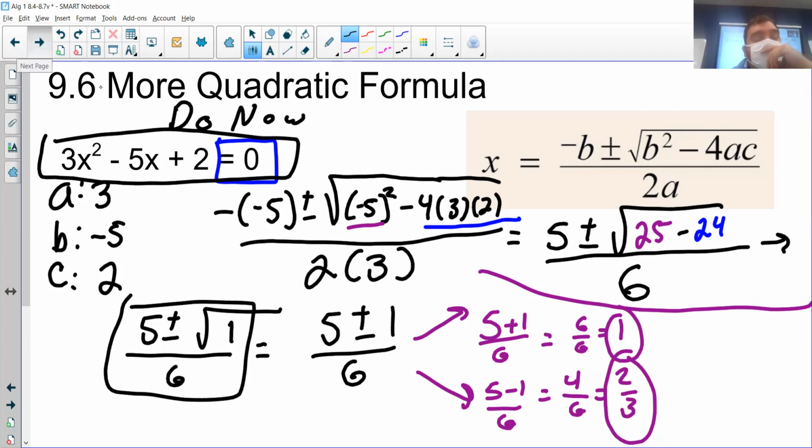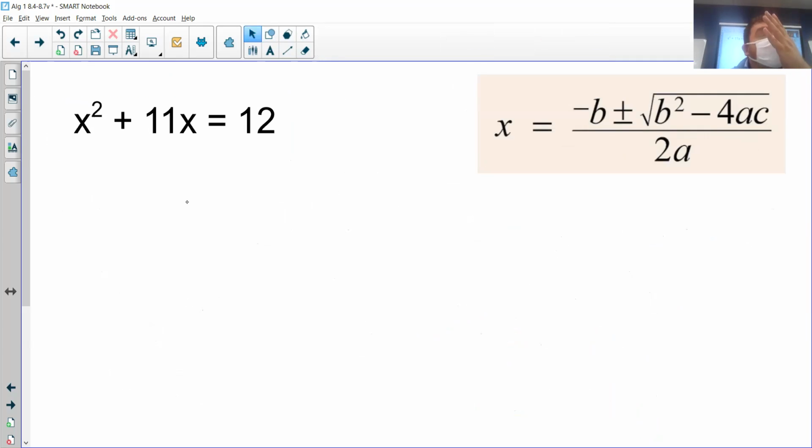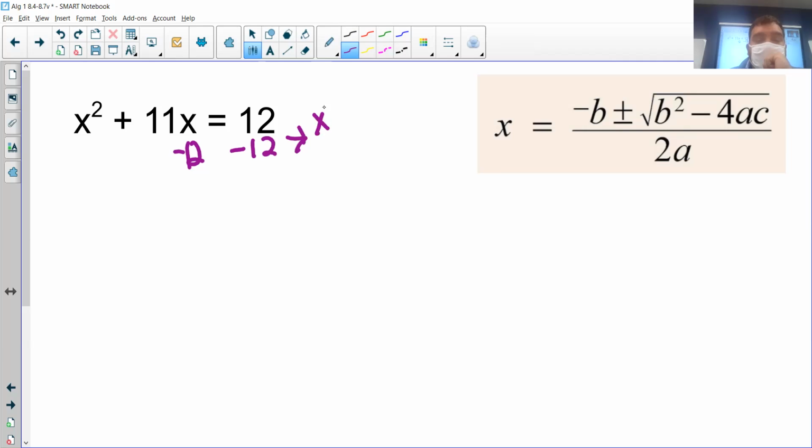So the next thing, how would you write it down? Okay, so you have this right here, x squared plus 11x equals 12. This does not equal 0. So you have to start off by minusing 12 on both sides. So this becomes x squared plus 11x minus 12 equals 0.